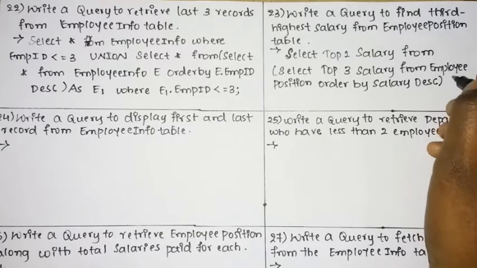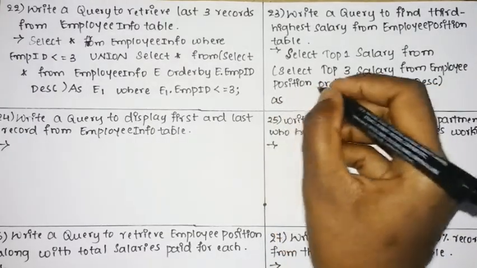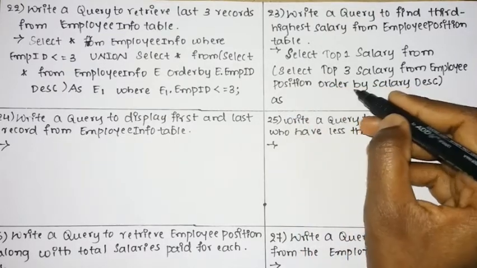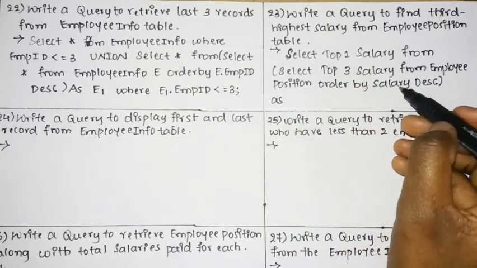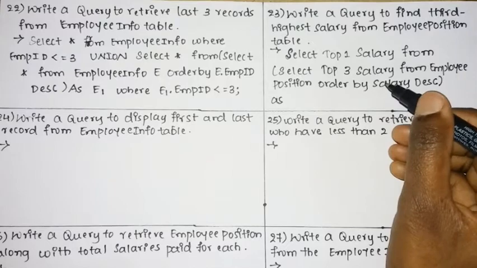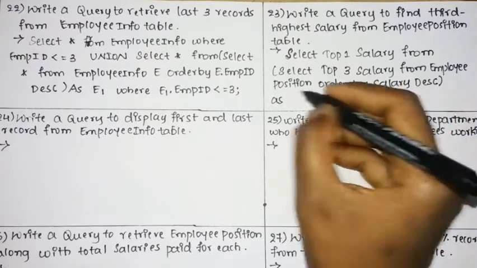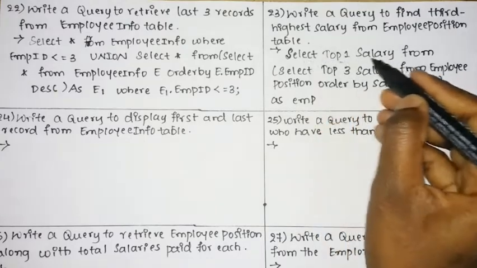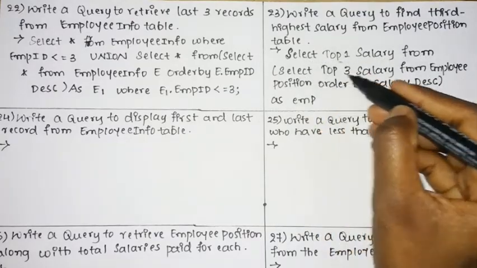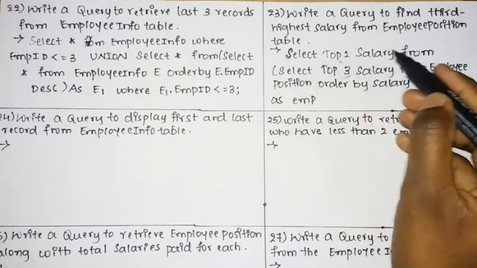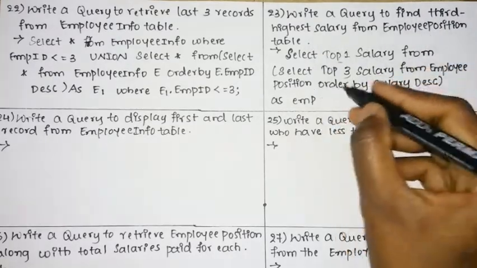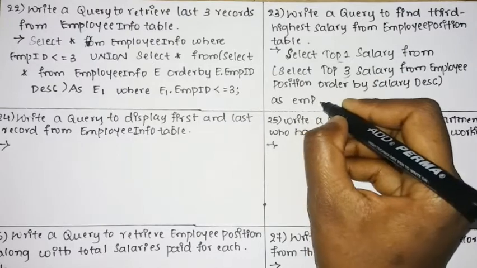So in descending order you are going to order the salary. Then after that you can consider this as EMP. So order by salary in descending order. Then I am considering this select top 1 salary from, then within that you have top 3 salary, because you need only the third highest salary. So this entire select statement I am considering as EMP.